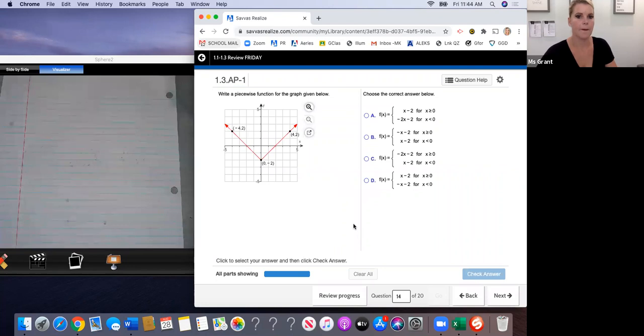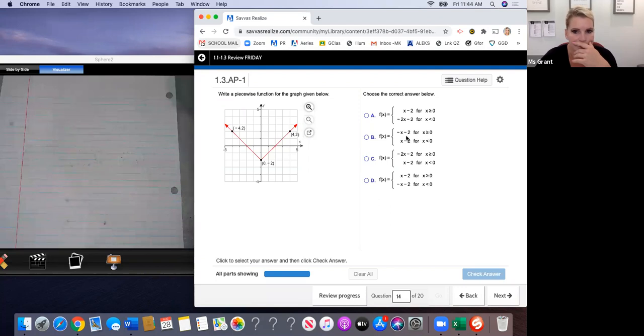14. Oh, this is another one. -x minus 2, x minus 2, positive x minus 2. Yeah, because see how one side is just a downhill slope of 1/1? And then the right side is uphill slope of 1/1. They're like the same. So it's going to be either B or D. You have to pay attention to the constraints.